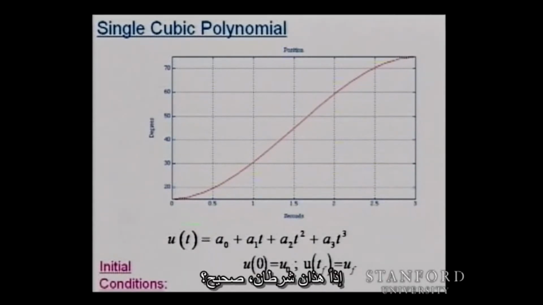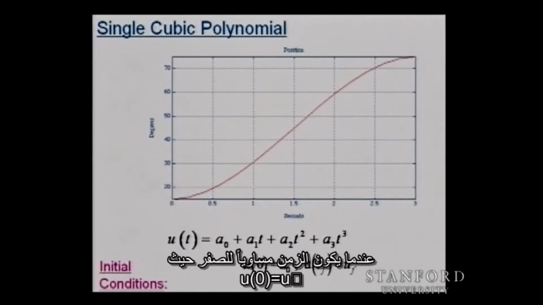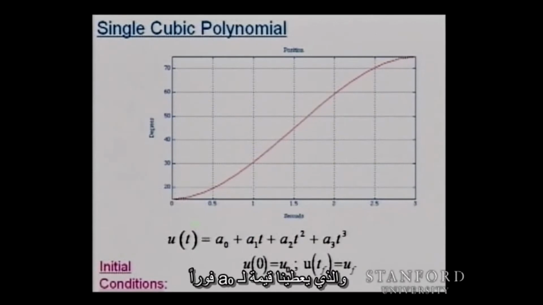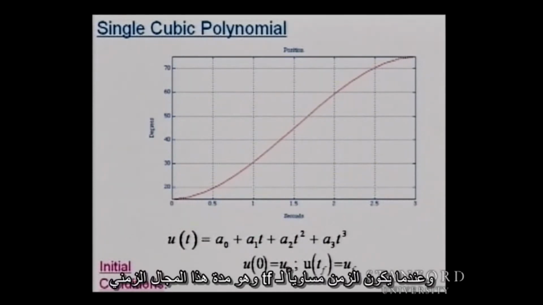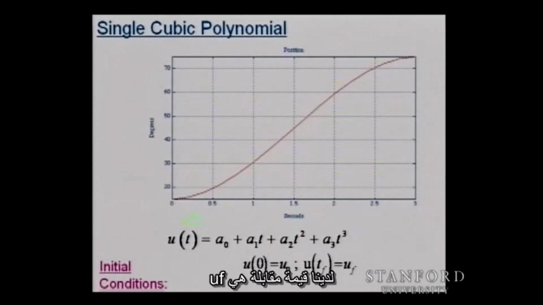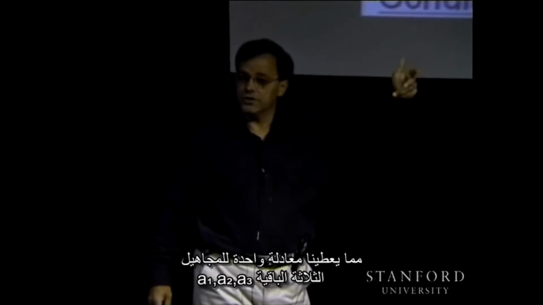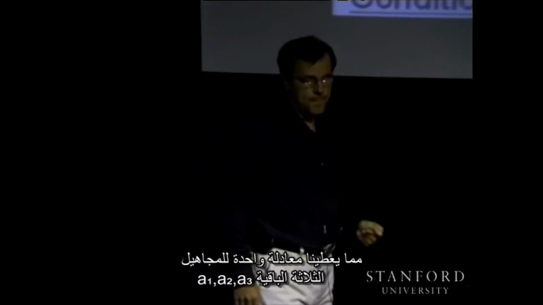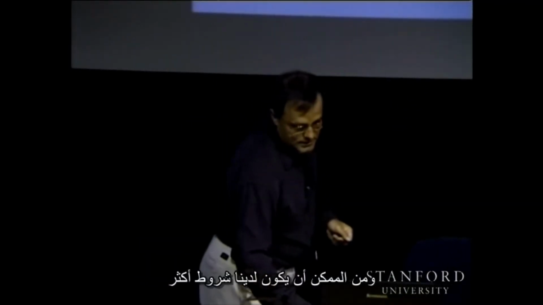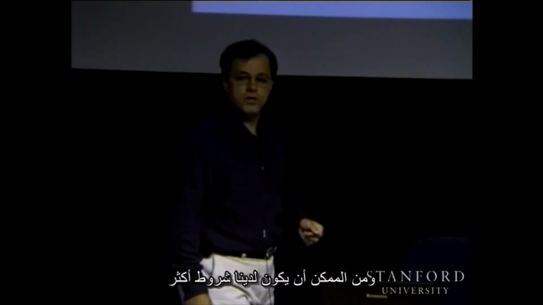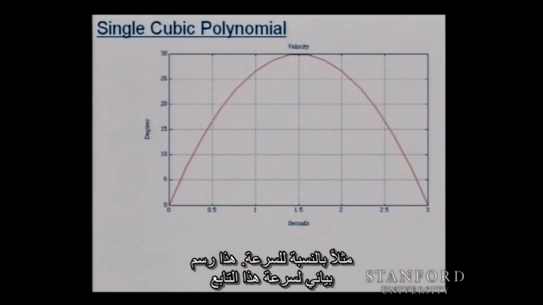So this is 2 conditions. At time 0, u of 0 is u0, which basically immediately gives us the value for a sub 0. And then at time t sub f, which is the duration of this particular interval, we have some value u sub f. And that will give us one equation for the remaining 3 unknowns, a1, a2, and a3. And then we can have more conditions, for example, for the velocity.